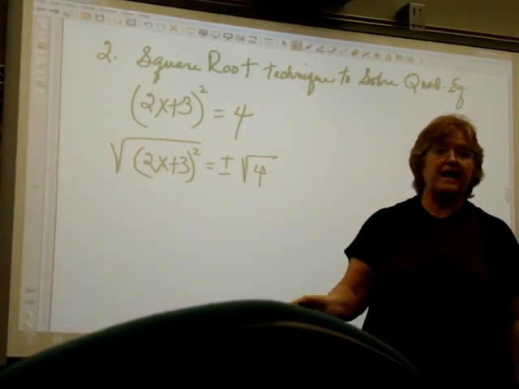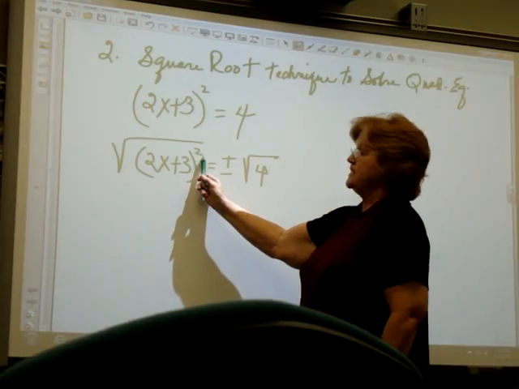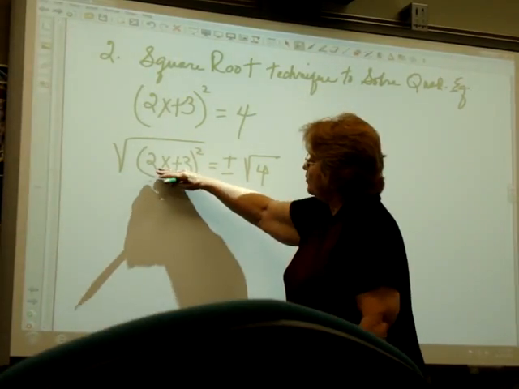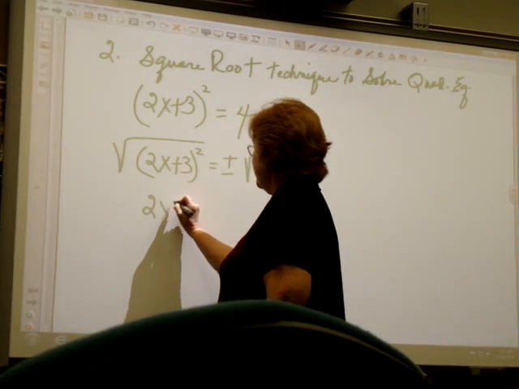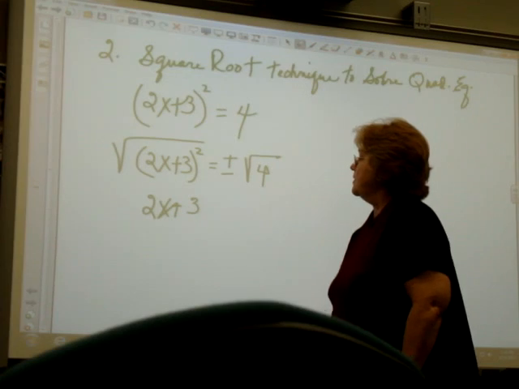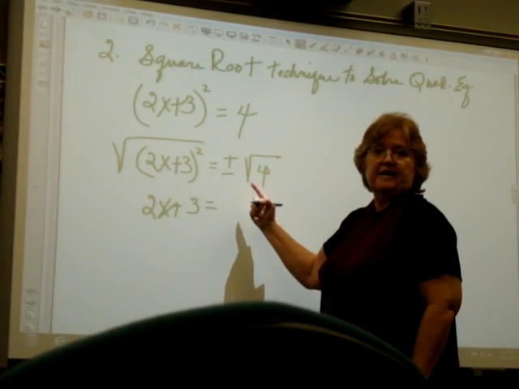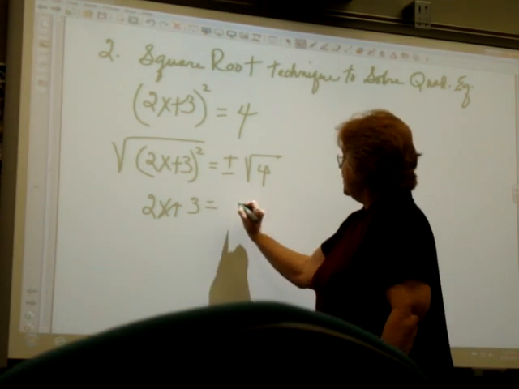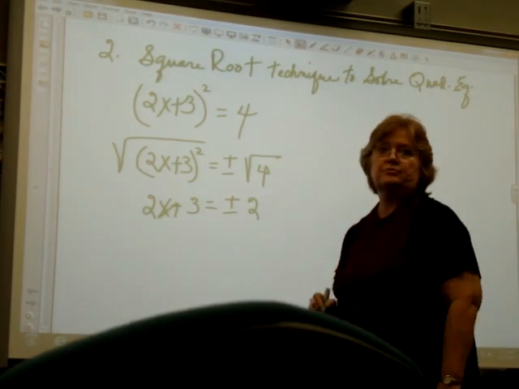Okay? Now, back to your rule of exponents. When you take the square root of something squared, that cancels each other out, and what's under here comes out. So this comes out as 2x plus 3. Now, can we simplify the other side? Yeah, the square root of 4 comes out, doesn't it? What is it? 2. So this is plus or minus 2.